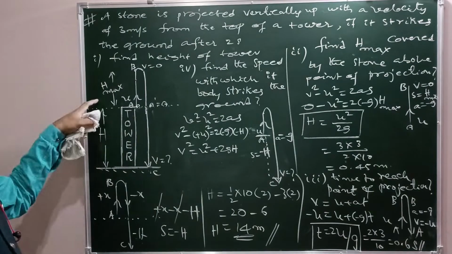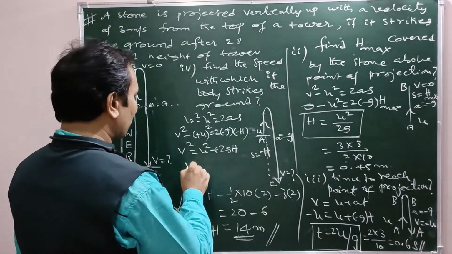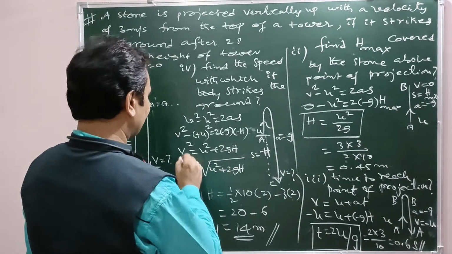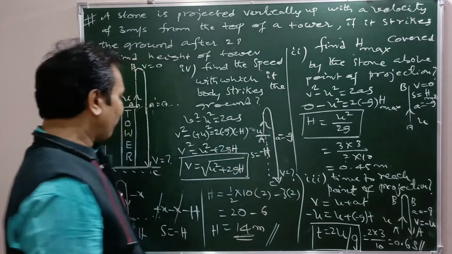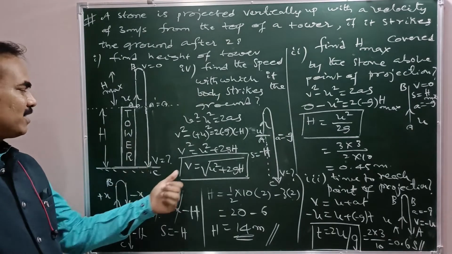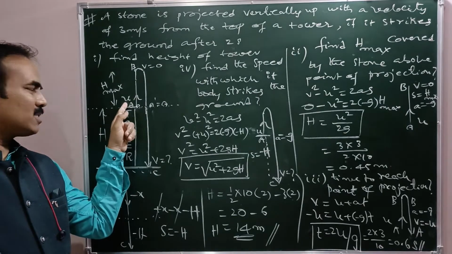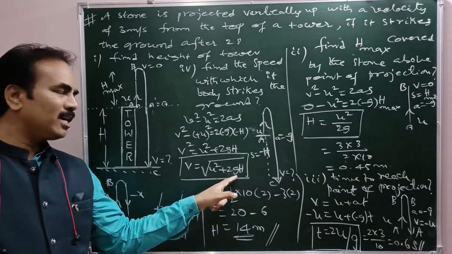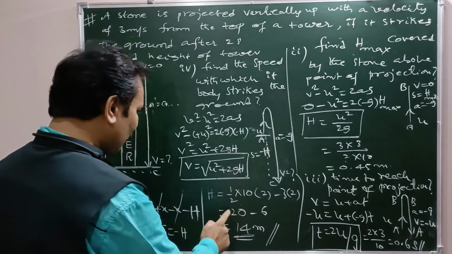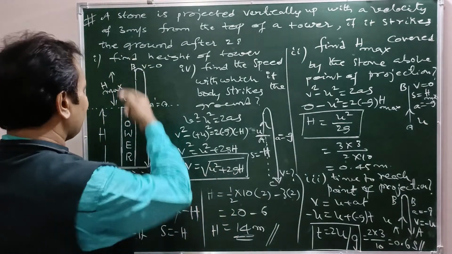h means the height of the tower. It's not the maximum height; h here means the height of the tower. Now v means root over u square plus 2gh. This is the expression: v, the velocity with which it strikes the ground in this case, is root over u square, where u is the velocity of projection, plus 2 into g into the height of the tower. Now the height of the tower is 14 meters, g is 10, u is 3.